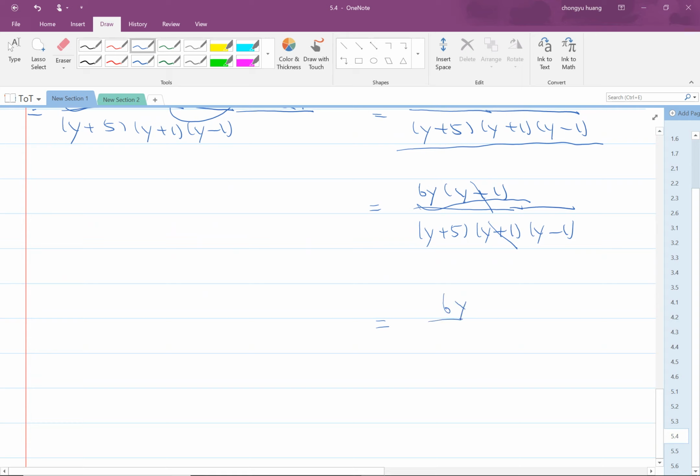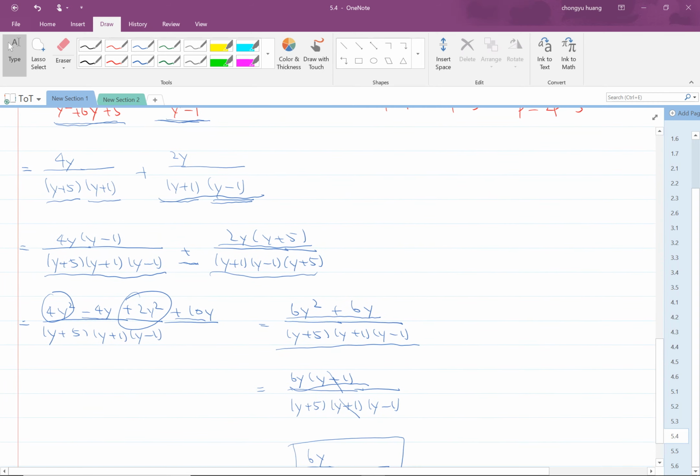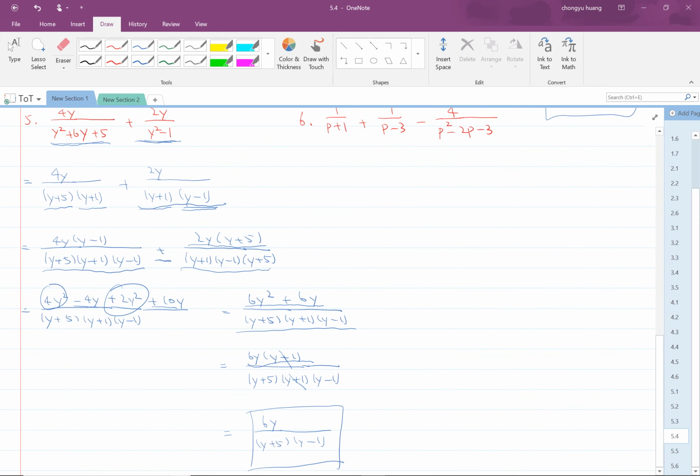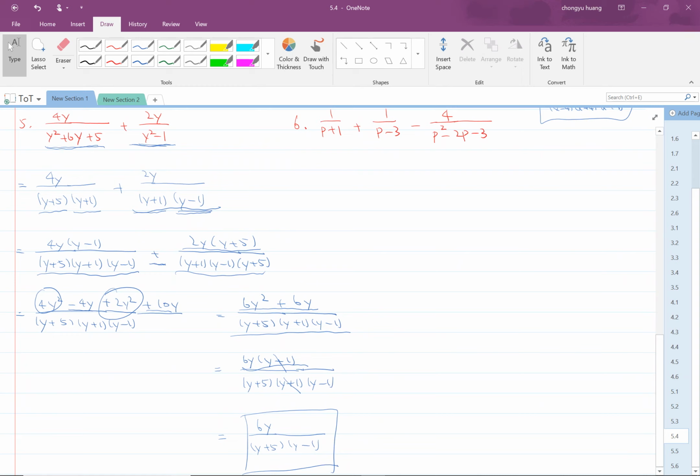Okay, so now we are finally getting the answer, right? At this point you have to think about whether you can simplify a little bit more, and you can see there's no way we can simplify more. So you leave the answer as it is. This is going to be the final solution for question 5.